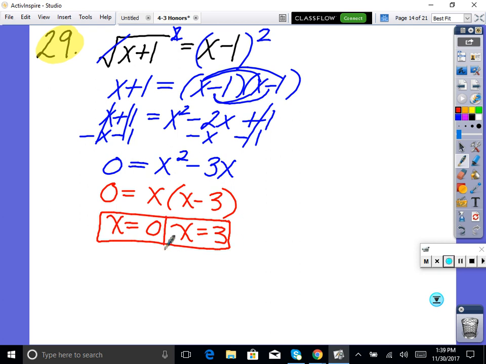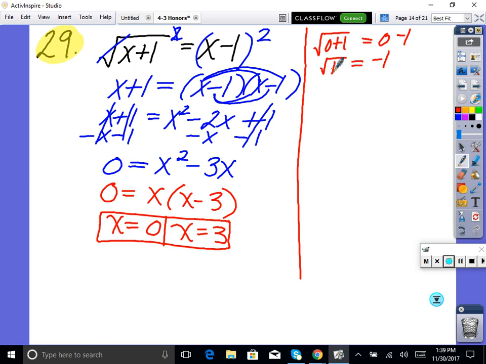Let's go check them. Guys, once we start manipulating these more and more, the harder they get, the more likely there is for extraneous. Watch, let's plug in 0. So plugging in 0. The square root of 0 plus 1 equals 0 minus 1. Now, keep in mind, we're not solving at this point. We're just simplifying. So we would not do plus and minus. So this is the square root of 1 equals negative 1. Square root of 1 is 1. Does 1 equal negative 1? No. So we have an extraneous solution. We got to cross that one out.